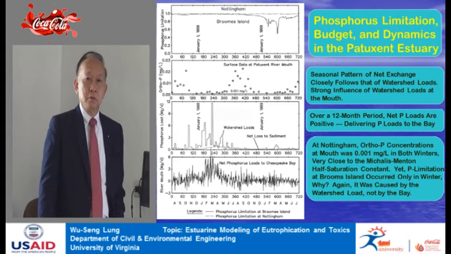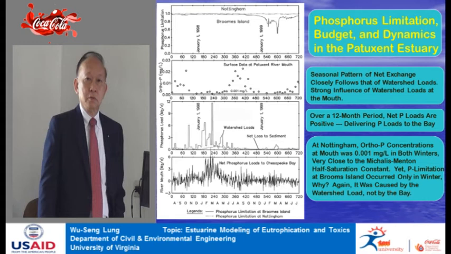Here comes an interesting phosphorus limit situation at Nottingham. We have two curves here. Nottingham is the top one. The other one is Brooms Island. Remember, Nottingham is upstream. Brooms Island is downstream.